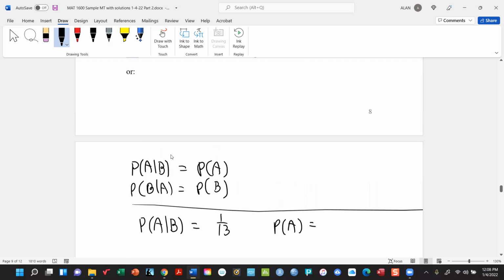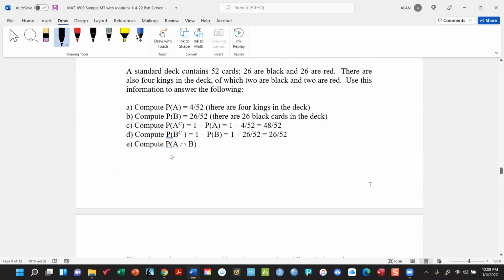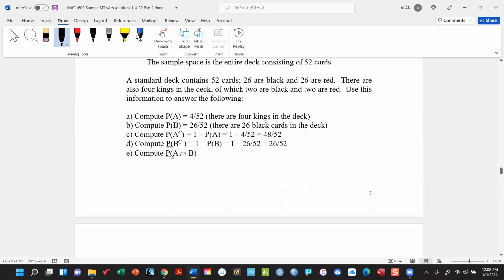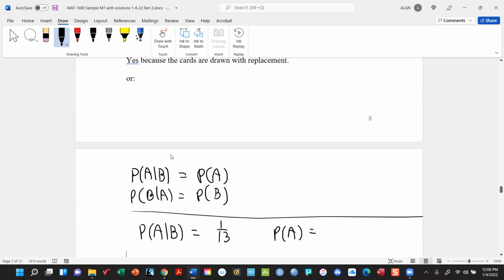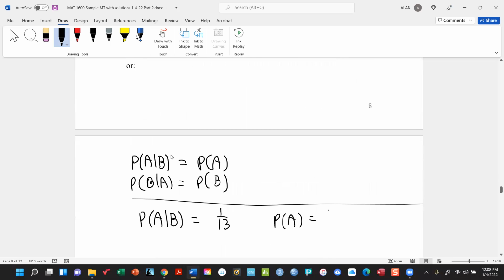Now, what about A? 4 out of 52. But guess what? 4 out of 52 is just 1/13, isn't it? So this condition holds.